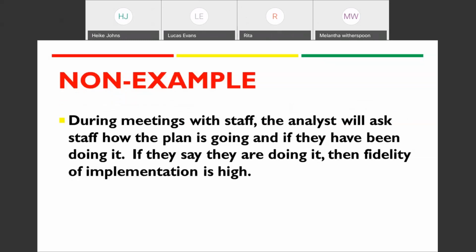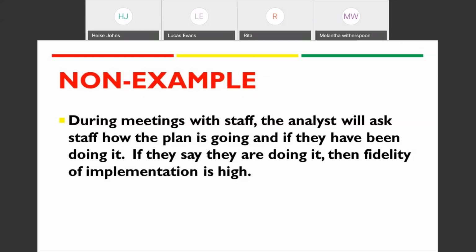During the meetings with staff, the analyst will ask staff, hey, how's the plan going? You've been doing it? And if they say, yep, then they go, cool, and they mark that fidelity is high. So implementation fidelity is super high because staff said that they're doing it and they know how. So we have no set of clear expectations on what performances should or shouldn't be happening. We're not actually observing performances either in the situation or in a contrived role play setting. So we're not actually seeing the performance happening, even in a contrived situation, and we aren't doing anything about it.